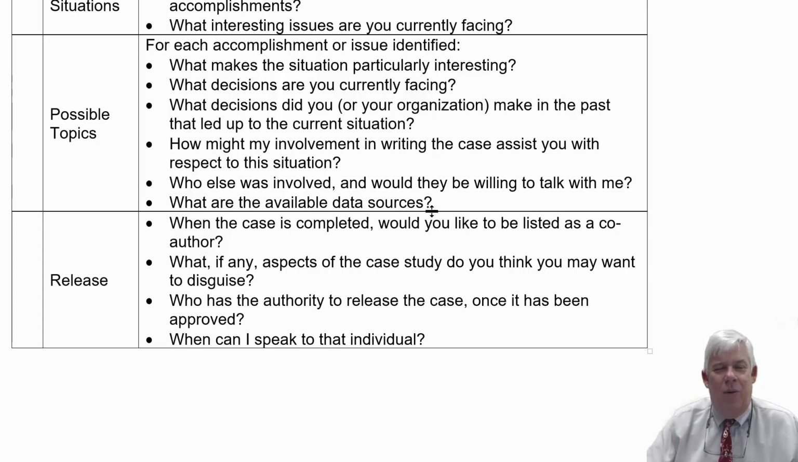And again, you also want to talk about possible data sources. In the research case world, triangulation is key. You want to get a sense of what type of access you may be able to get.